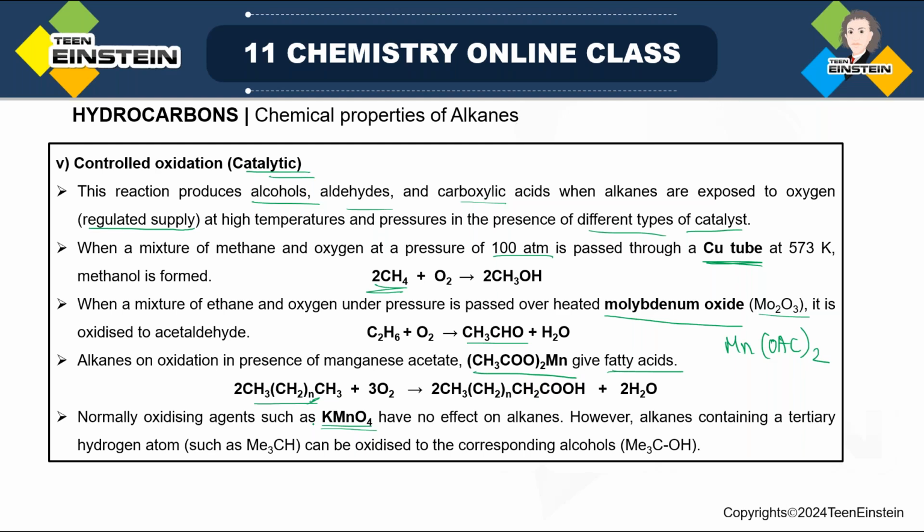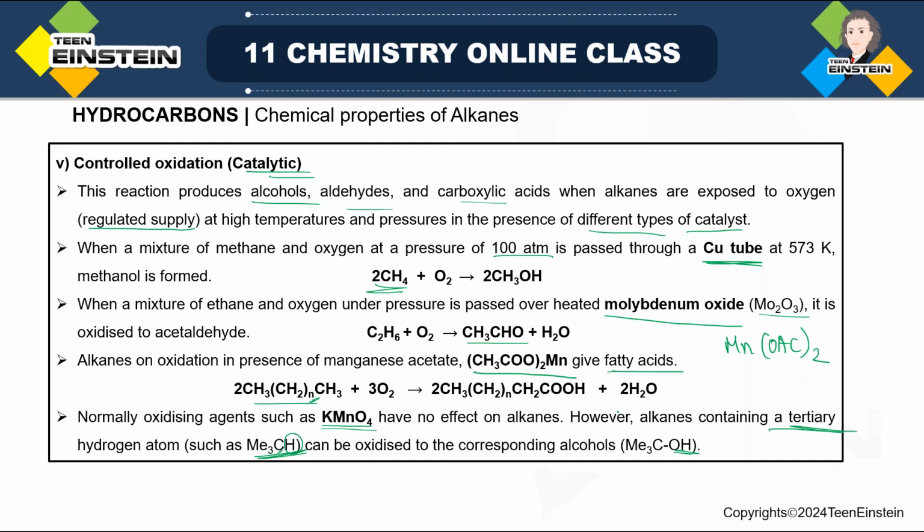But if you take some special type of alkane, which special? Suppose you have taken alkane containing tertiary hydrogen atom, such as Me3CH. So this H is tertiary, because this carbon is tertiary. Now in presence of KMnO4, this will have some effect. It can be oxidized to the corresponding alcohol. So in place of H atom, now you will get the group OH. So this is specially for tertiary hydrogen atom, not just for any alkane. Okay, there must be tertiary hydrogen atom present.